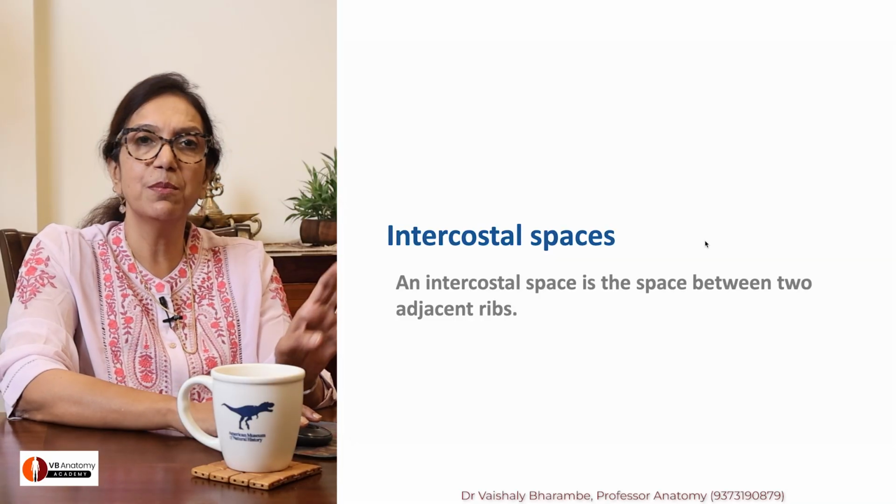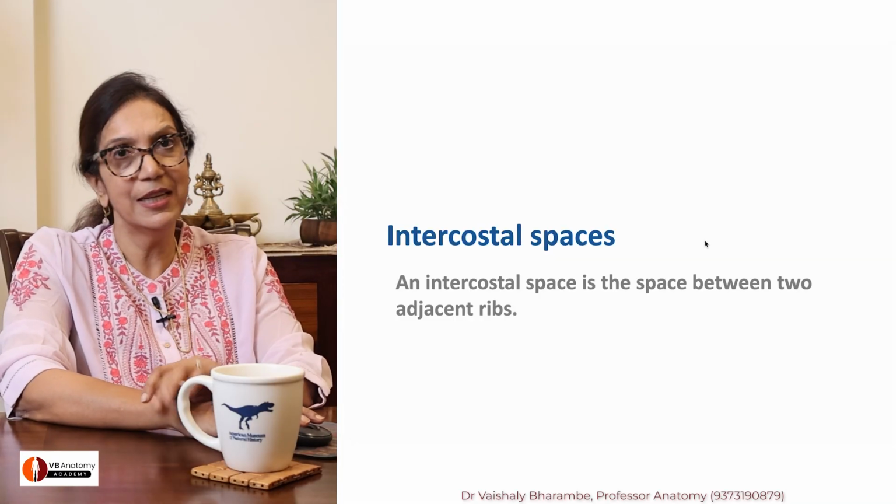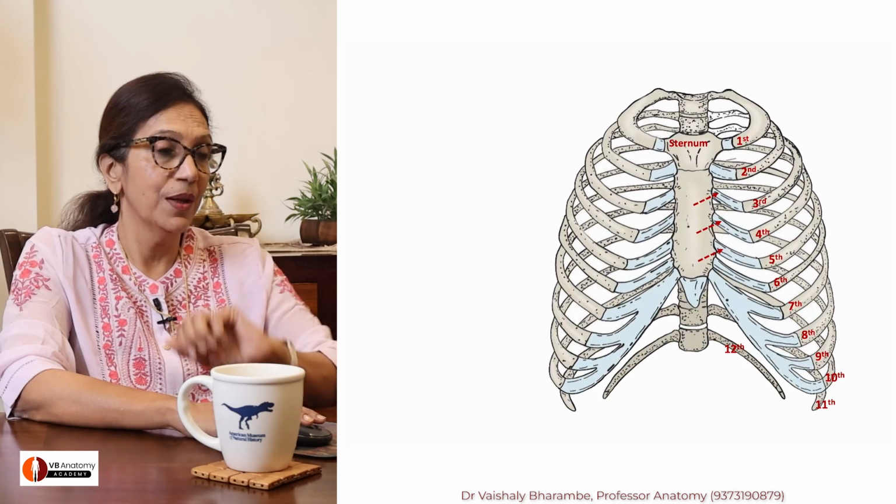Whenever we discuss something, we have a habit, we want to define it. What is intercostal space? Intercostal space between two ribs. Very simple. Intercostal space is a space between two adjacent ribs. Easy? Yes.